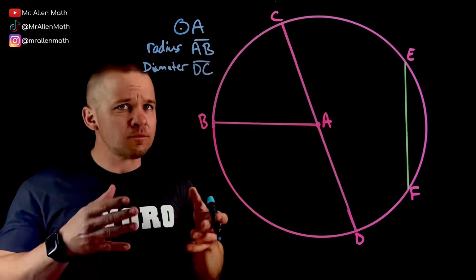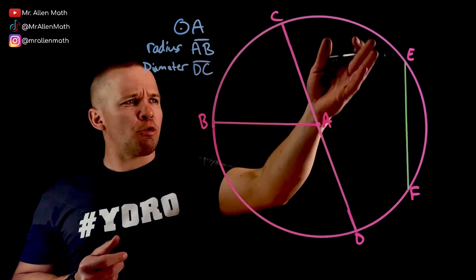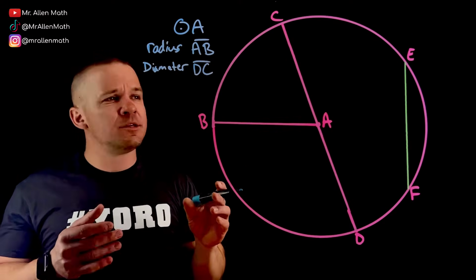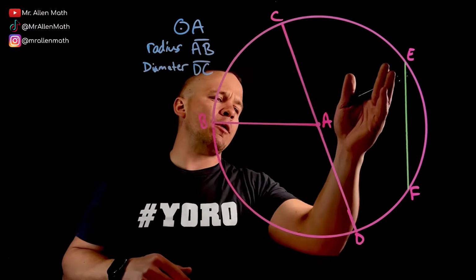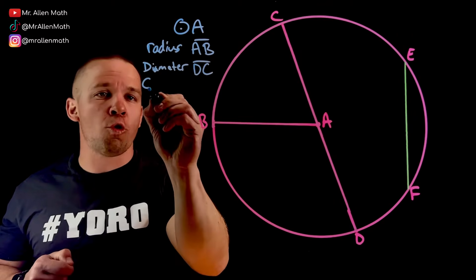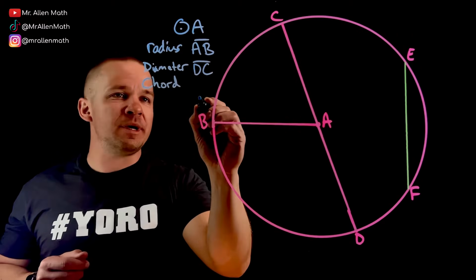What is this green line that I have over here? I did make it green, so it would really pop. Well, EF, that is called a chord. So a chord would be EF here.